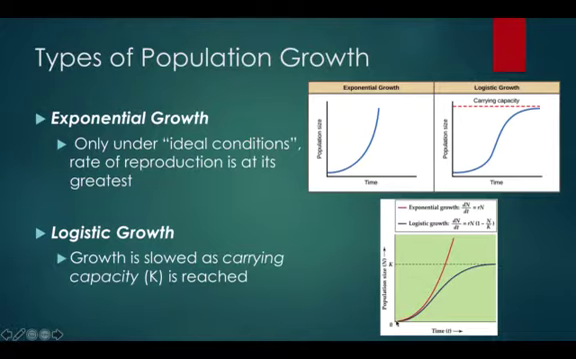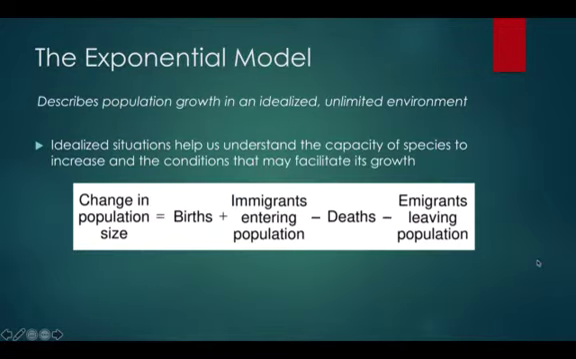So here's one that combines these two. This is exponential growth, and this is logistic growth, hitting that carrying capacity and leveling off. The exponential model describes population growth in an idealized, unlimited environment. Idealized situations help us understand the capacity of species to increase and the conditions that may facilitate its growth.